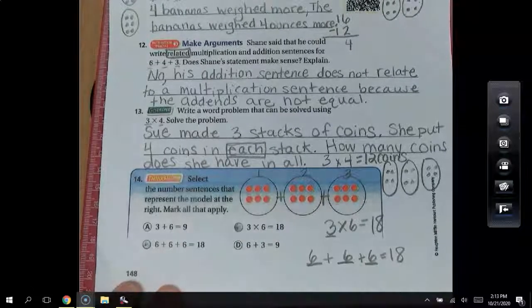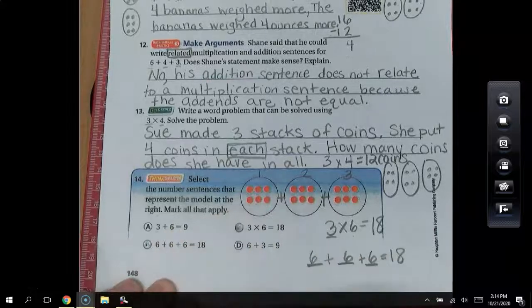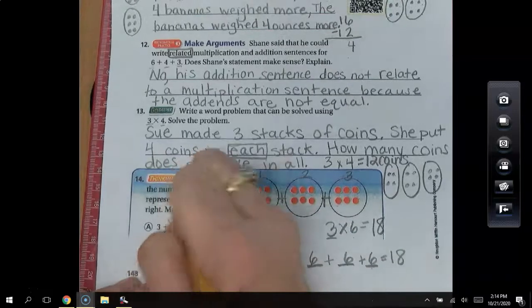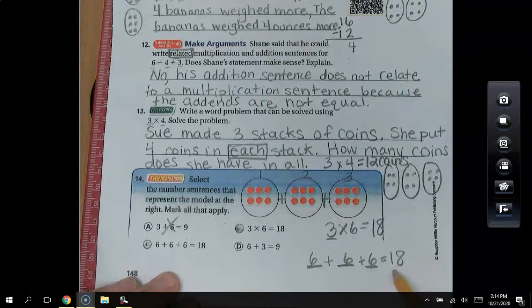Great job. Well, let's look at A and B. Why did we choose those? Oh, remember that addition and multiplication have to relate if they are equal groups. Well, 3 and 6, they certainly don't equal to me. Remember, when our multiplication sentence, all the addends have to be the same. 3 and 6 are not the same, and plus my answer is 9. I had to get 18.